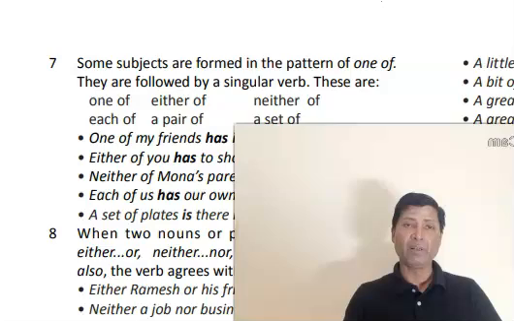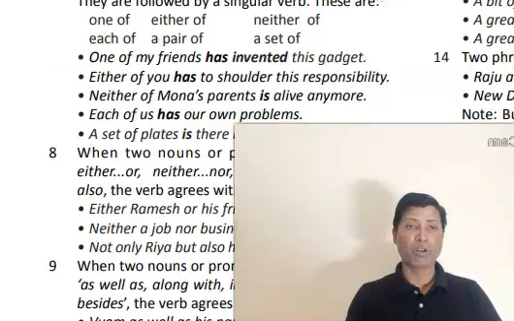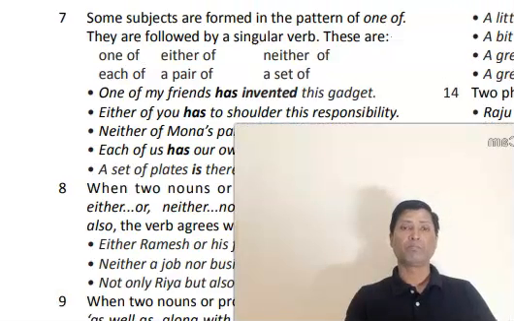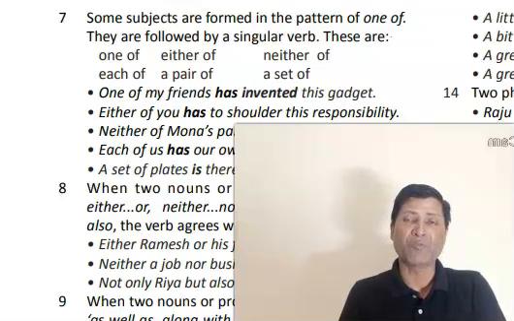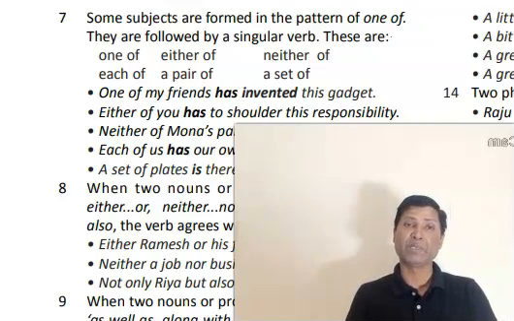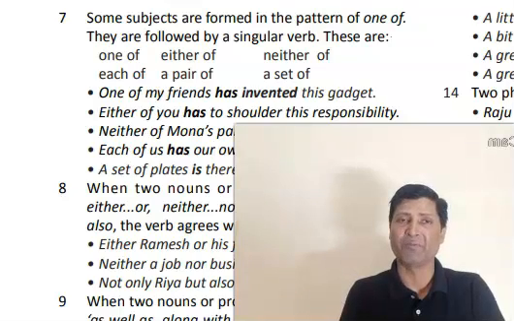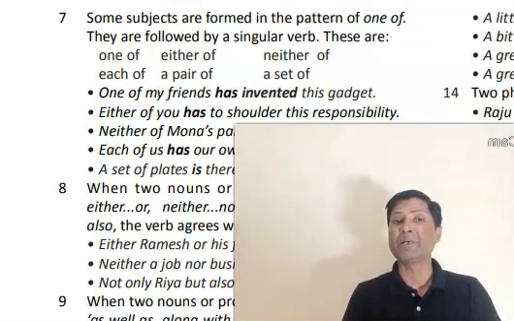In rule number 7, what does rule number 7 say? A very important and very confusing rule as well. The rule says some subjects are formed in the pattern of one of. They are followed by a singular verb. This rule can be confusing.